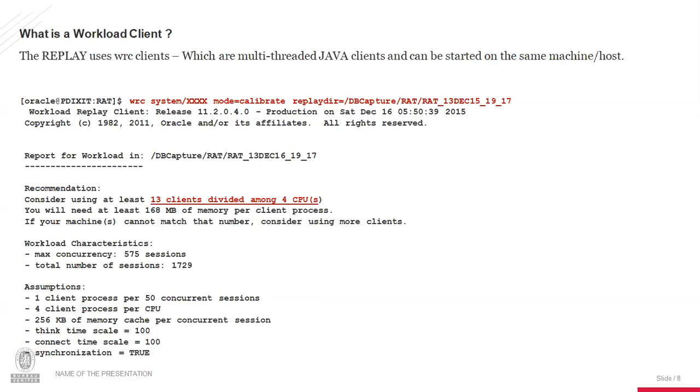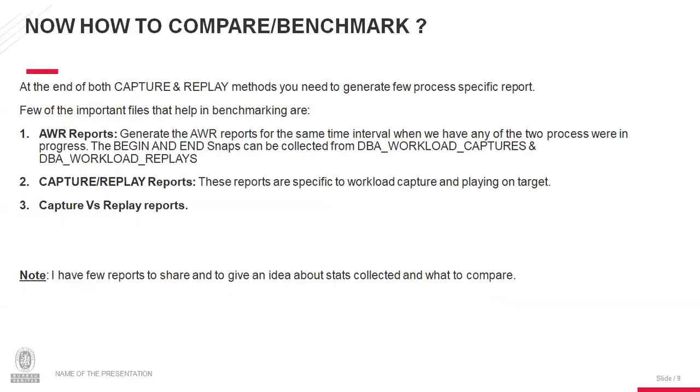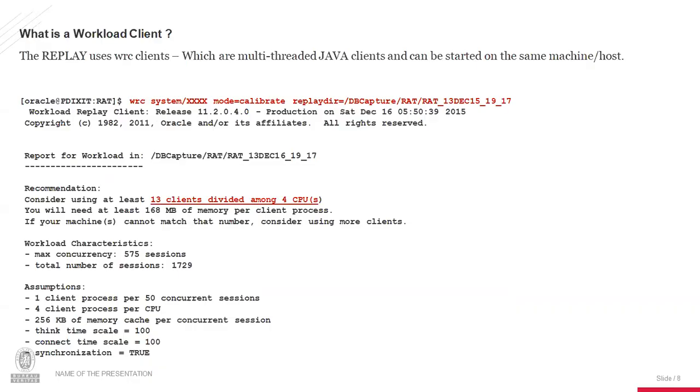Okay, based on the data that you have captured. Yes, exactly. Because I have instructed the program, this WRC in mode calibrate, to read everything available within this replay directory, which contains the files we have copied from the source system. 160 MB physical memory per client. 168 MB of physical memory RAM, yes. That's quite a less requirement, right?